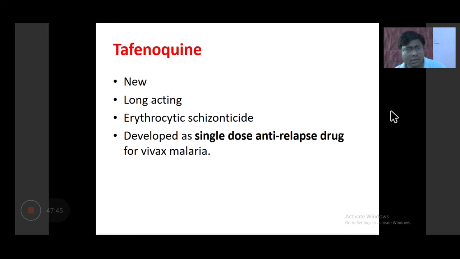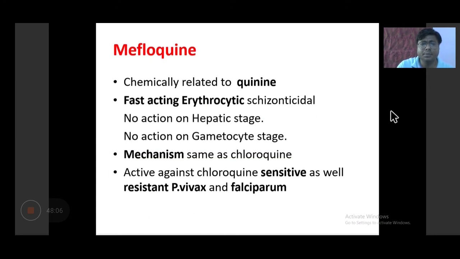Tafenoquine is a new drug, a long-acting erythrocytic cytotoxic agent, and it was developed as a single-dose anti-relapse drug for Vivax malaria. So, in replacement of primaquine, which is given 15 mg per day for 14 days to prevent relapse, there is a drug, Tafenoquine, which has been launched and can be used. It is not used in our country, but you should remember the name Tafenoquine.